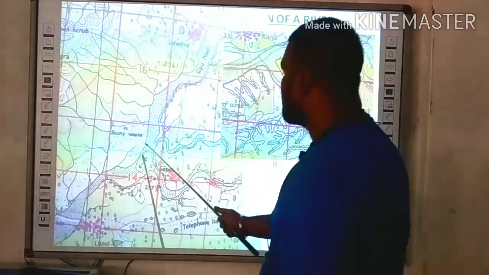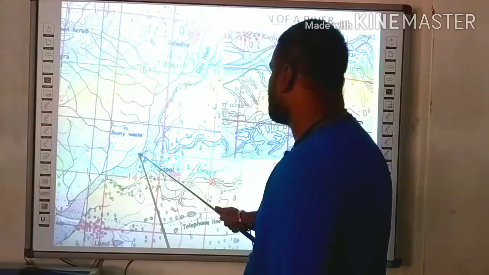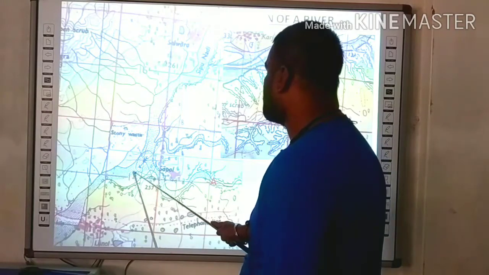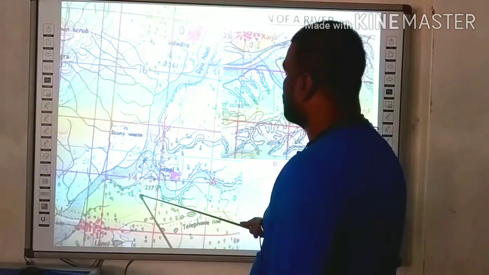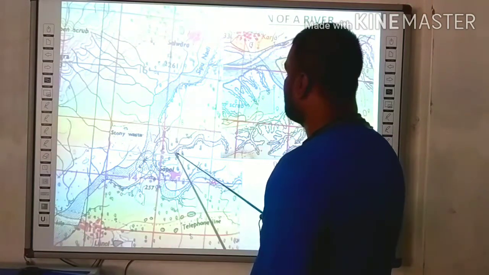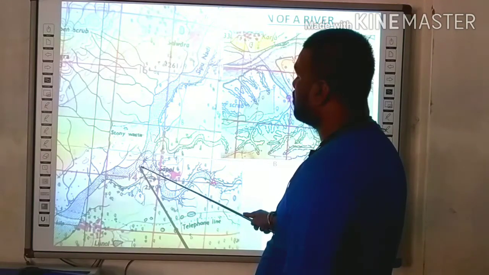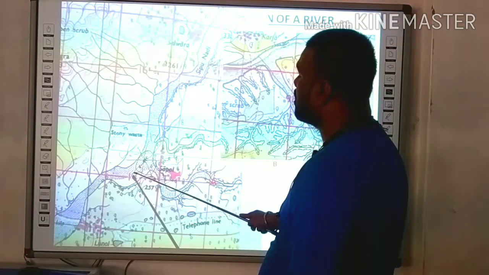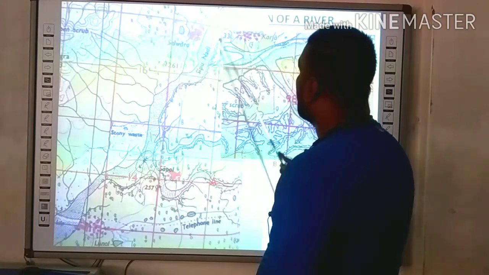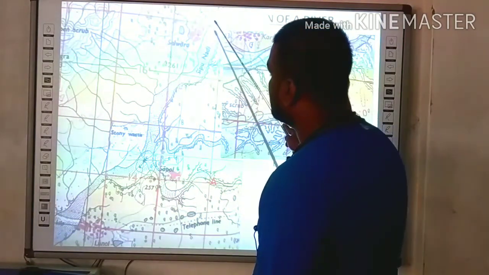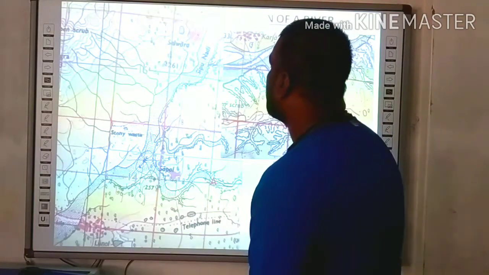Now, how will you find out the actual direction? Draw this on here. Now, north, south, west, east. So, what will be the direction? It flows in the southwest direction. It flows from the northeastern part towards the southwestern part.